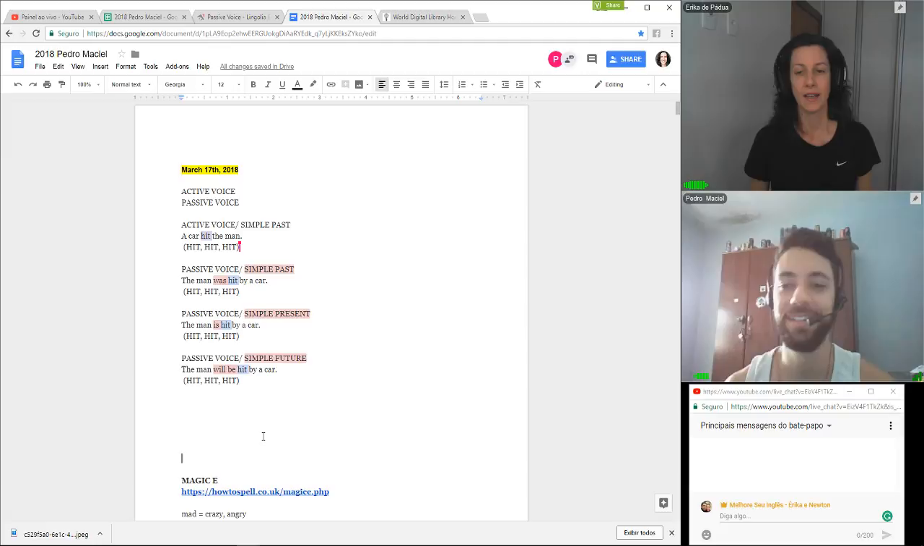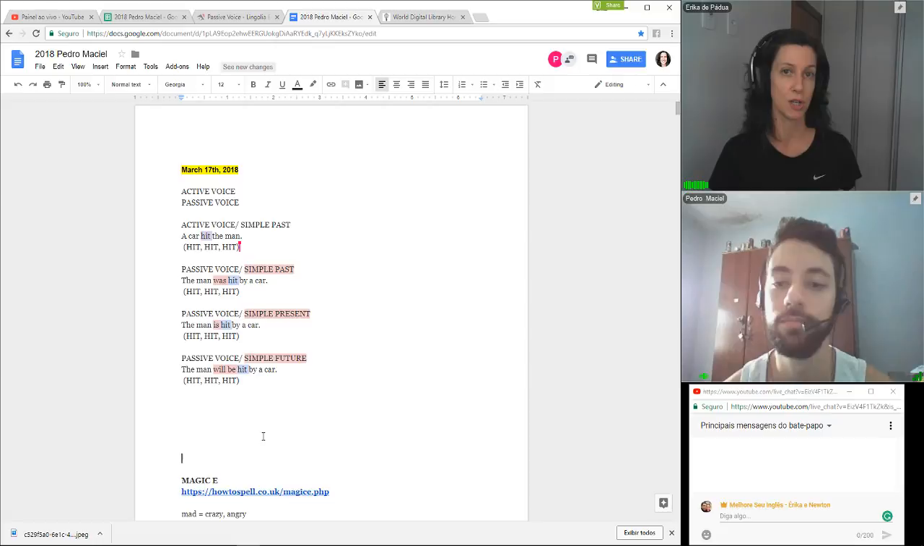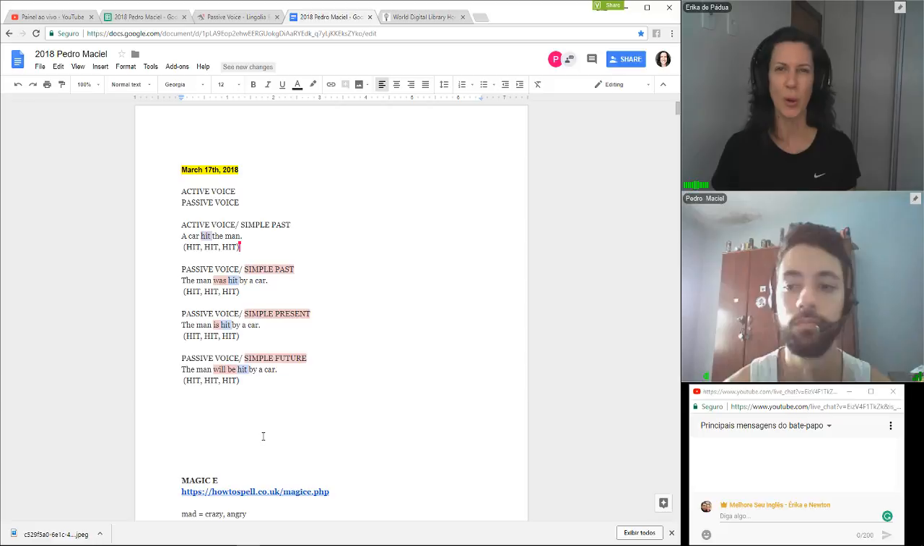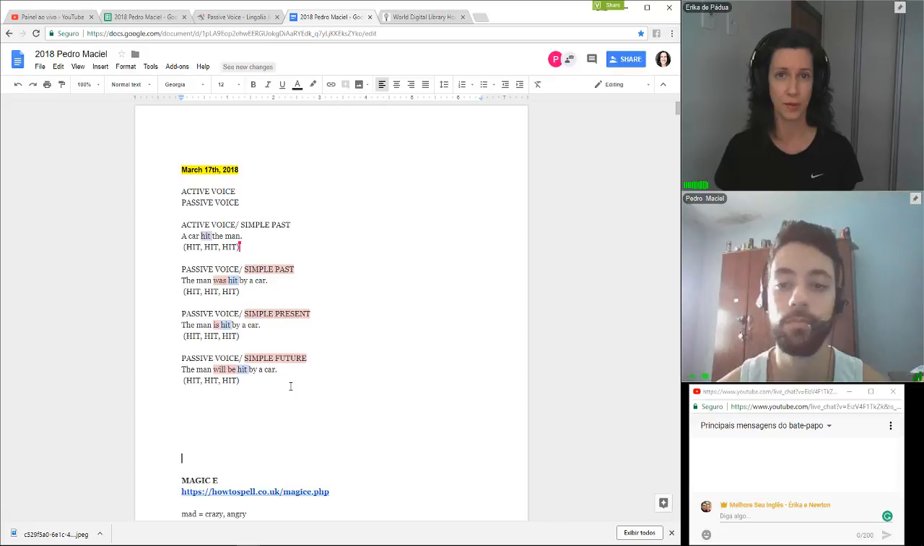Usually we make predictions. If you see that the man is crossing the road and he's very slow, and there are many cars coming, you're going to use going to. Like the man is going to be hit by a car, if the cars don't brake and if the person doesn't walk faster. Going to is better here, but just to practice. So the voice is the same, passive, but I'm changing the verb tense by changing the verb to be. So I'm just working with the verb to be here.